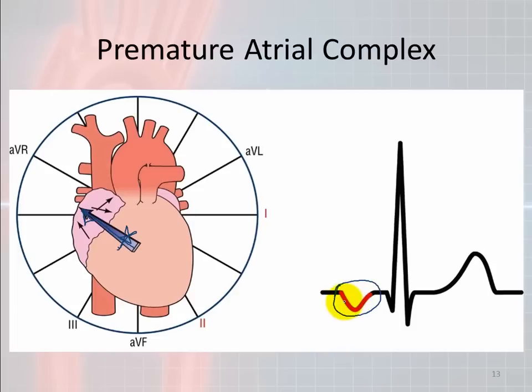The P waves in PACs do not have to be inverted. This is just an example. Other P waves could be positively deflected, but these will be a different morphology than the normal PQRS-Ts that you would see. They could be biphasic this way, they could be biphasic the other way, like this. They could be any different morphology, and they have to occur early in the cardiac cycle.